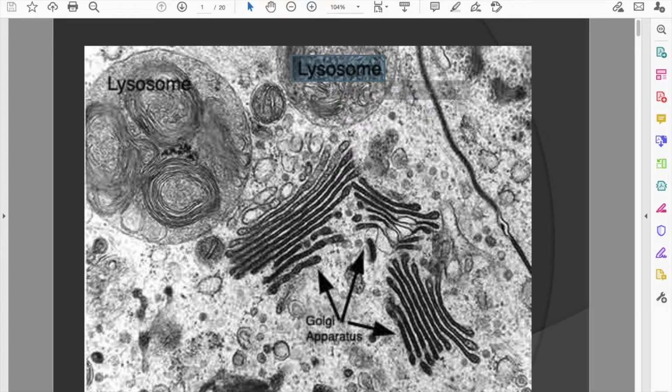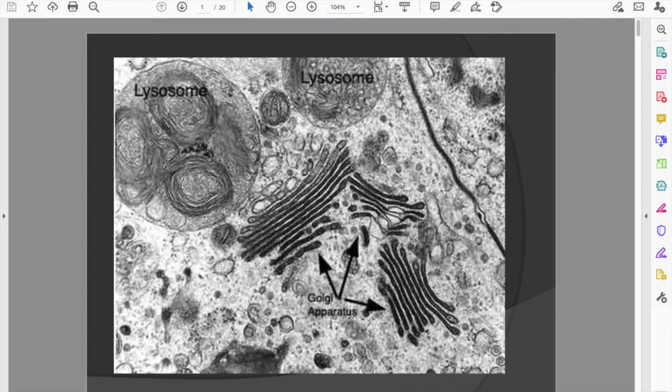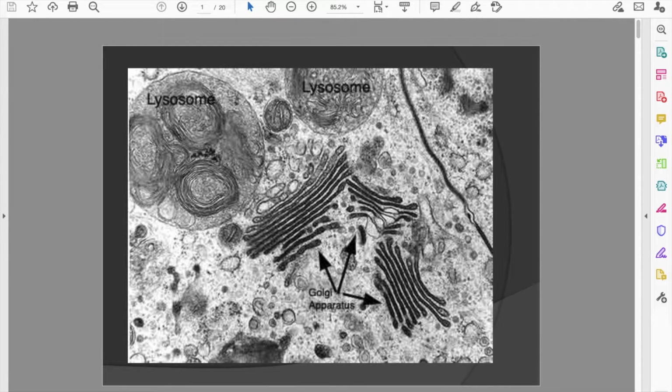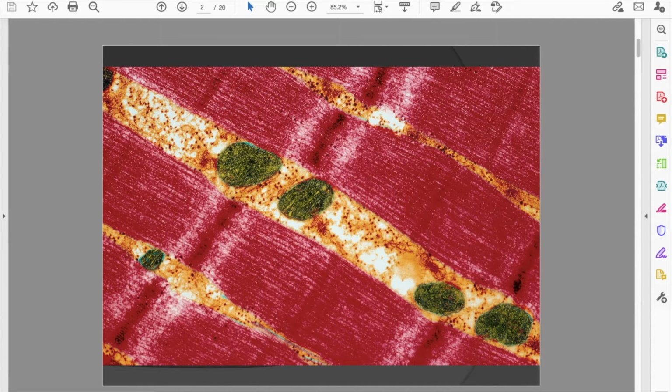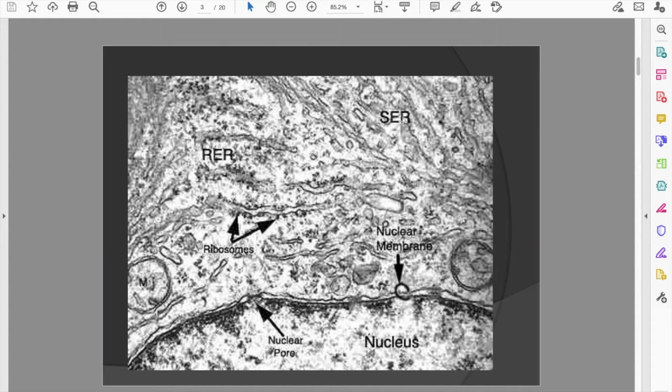So lysosomes, again, would be breaking down material. As you see here, these would be enzymes in here. Lysosomes are also used in digestion as well. This would be a skeletal muscle. So if I ask you to identify this, you would just say muscle cell. Its function is to help organisms move.